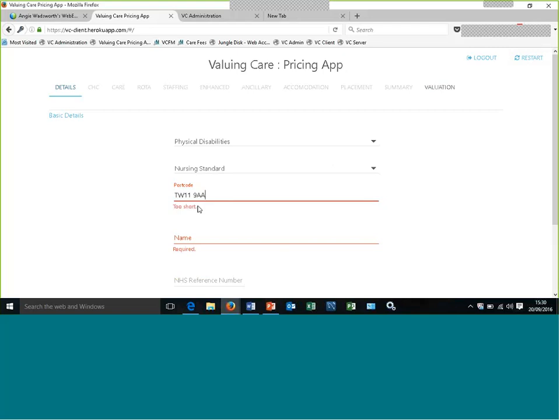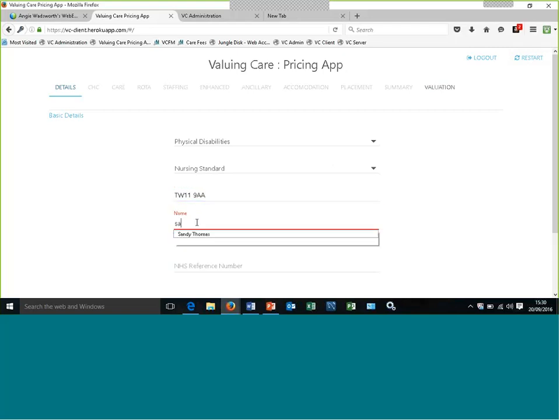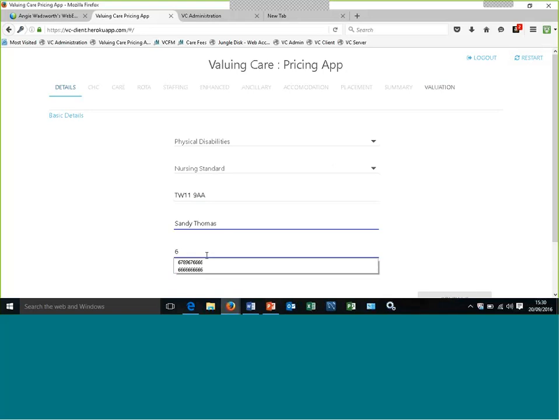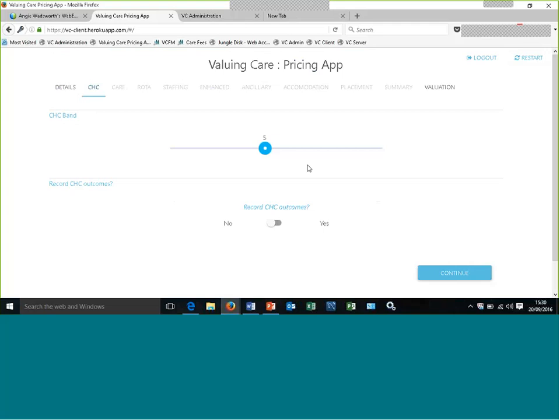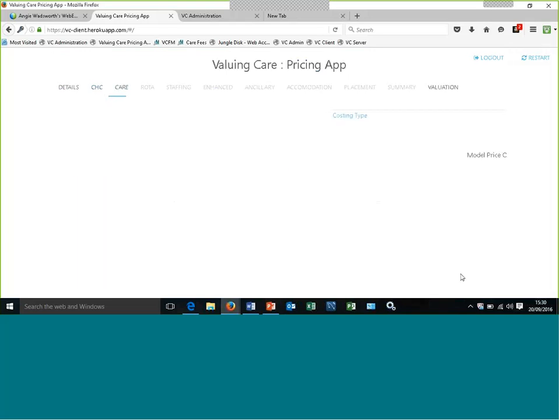Here we go. I'm going to put Sandy in here. You'll see that it's got mandatory defaults that are being evidenced there as well. Put my number in. Okay, so that's my basic details of my patient. And I'm not going to record the CHC band this time. I'm going to say overall there it is a 5.